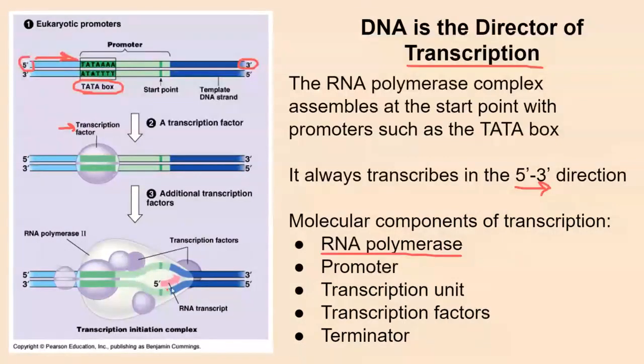Now remember, when we talked about DNA replication, we called it a fork. But this is not a fork. It doesn't completely open. It's just a bubble. And we're always going to go from the 5' to the 3' direction. Once the bubble opens, then we go to the process of elongation. So this whole image right here is just talking about initiation. How do we start the process?